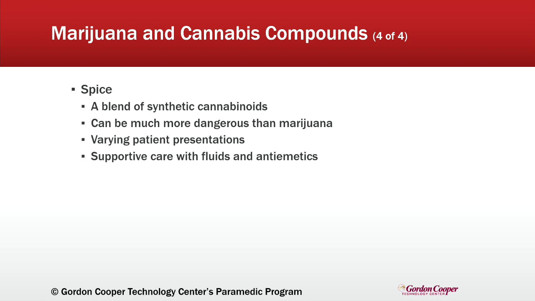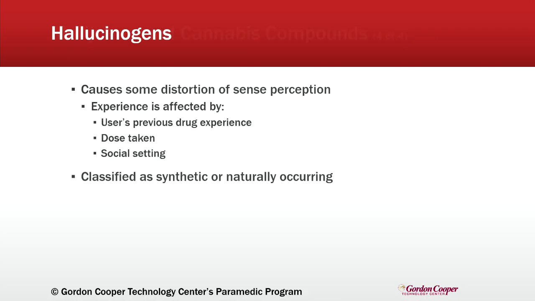Spice often contains a mixture of unknown and unregulated chemicals, which means the symptoms and severity can vary widely from one person to another. Supportive care is going to be the mainstay of treatment with these patients. This includes IV fluids, anti-nausea meds, and of course, if a seizure occurs, it should be treated with benzodiazepines according to protocol.